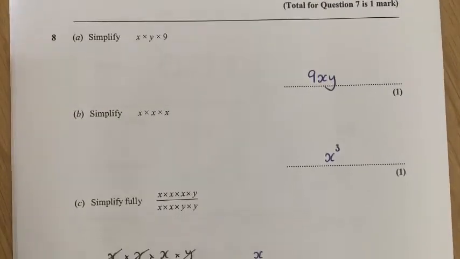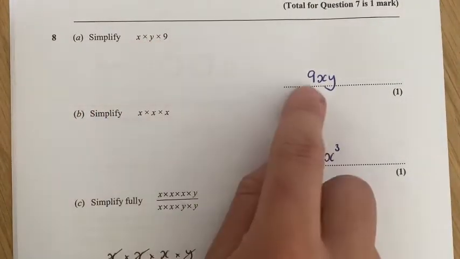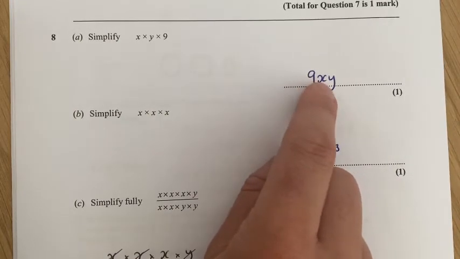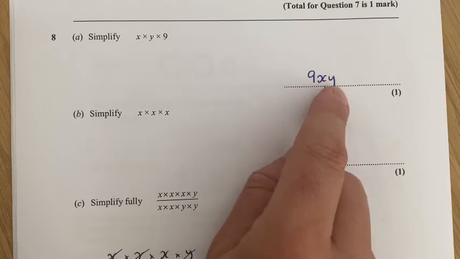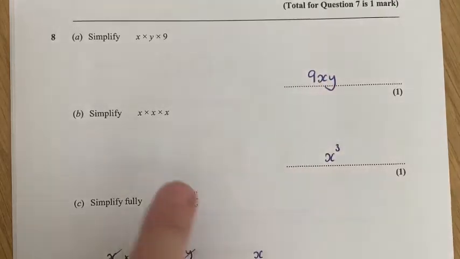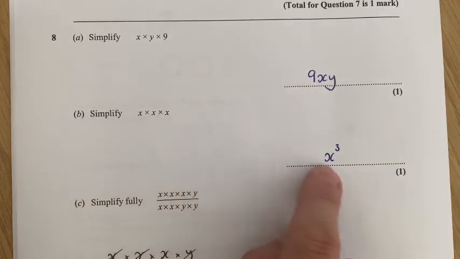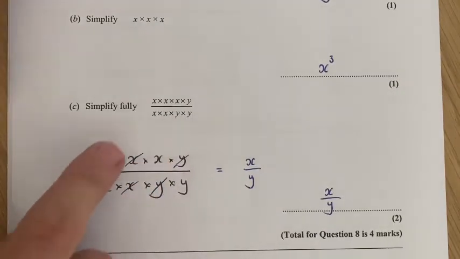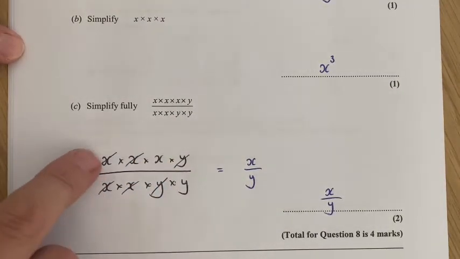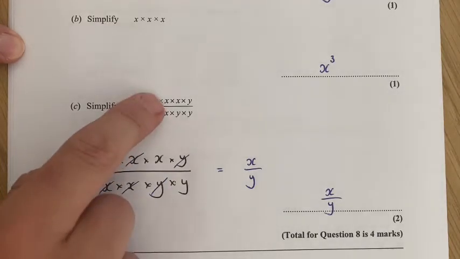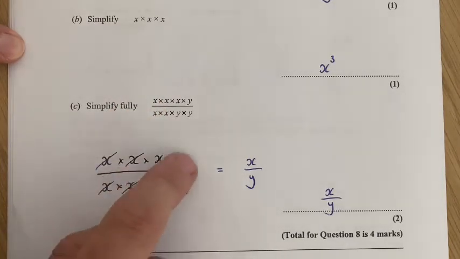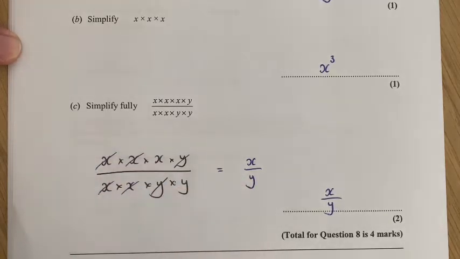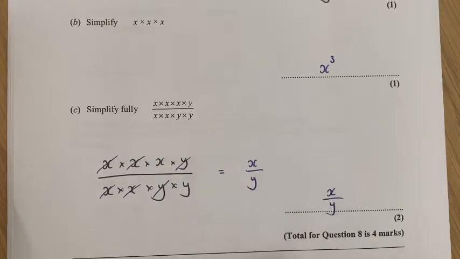Question 8. X times Y times 9 is just 9XY. It's essential that you put the number first and then you don't have the multiply signs. 9XY or 9YX. X times X times X is X cubed. This one's a little bit trickier, part C. You see I've cancelled out this X with this X, this X with this X, and this Y with this Y, and I'm simply left with X over Y, and that's the answer, X over Y.